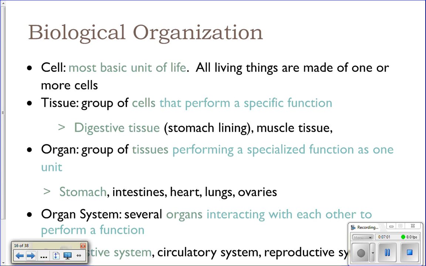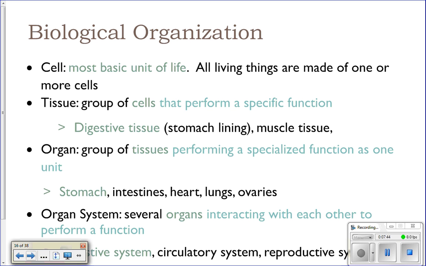Okay? Cells are the most basic unit of life. In order to be alive, you have to have at least one cell. So all living things are made up of at least one or more cells. And then if you take a bunch of cells and you put them together, and they're all performing a specific function, then they're called a tissue. So you have many different kinds of tissues in your body. For example, digestive tissues. If you take the lining of your stomach, those are cells that are all serving the same function, maybe like secreting stomach acid. And so because they're a bunch of cells that are all doing the same function, they're called a tissue.